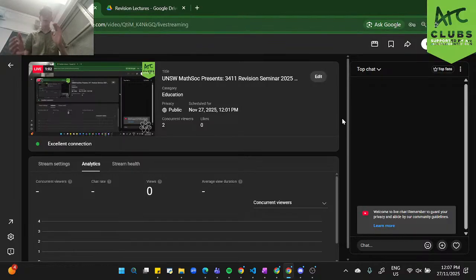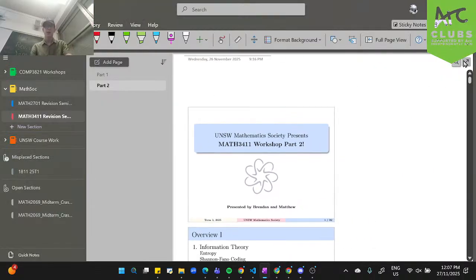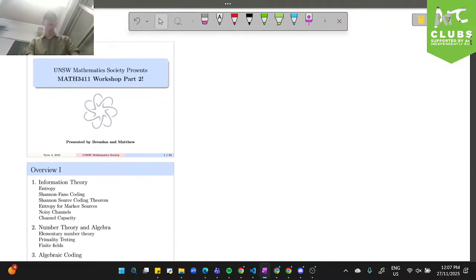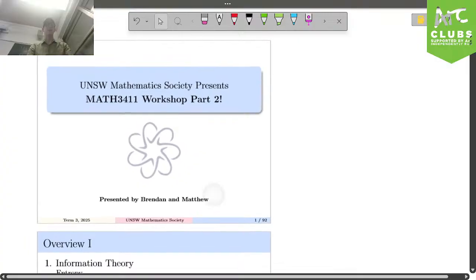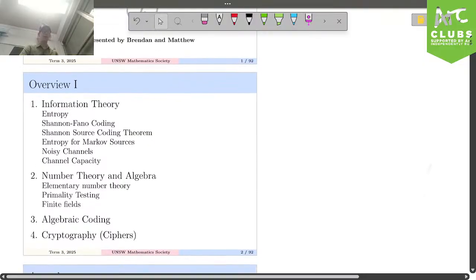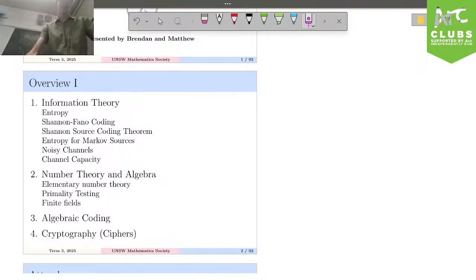So I think we will get started then. Hope everyone's pumped for some more 3411 revision. Today I will be taking the first topic. We'll be looking at information theory, which is, I guess, one of my other favorites. I took compression coding yesterday, and that was also one I particularly liked. Matthew will then take you through the rest of the topics, which include number theory, some algebraic coding and cryptography, which are all lovely, and he'll walk you through that very nicely.